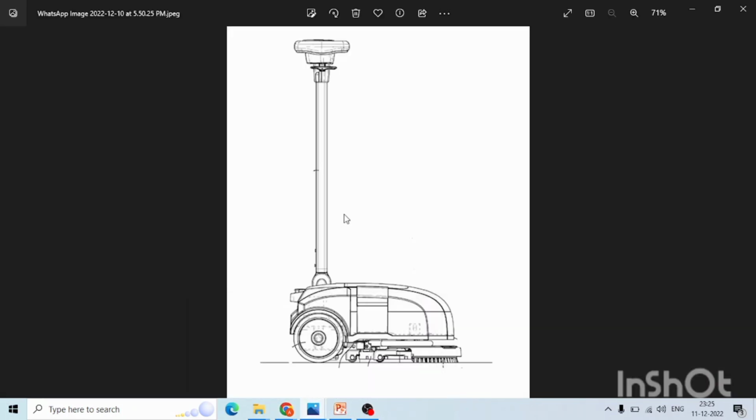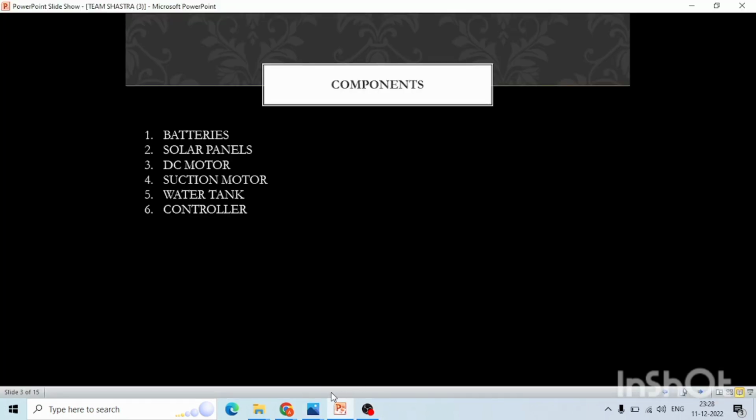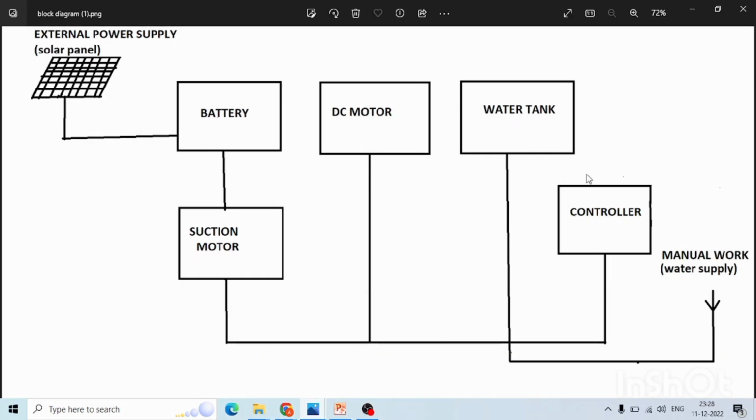This is how our machine is going to look externally. It is designed by one of our team members. So the internal connections between these components are somewhat designed like this. So let me explain in brief about the working of our machine.